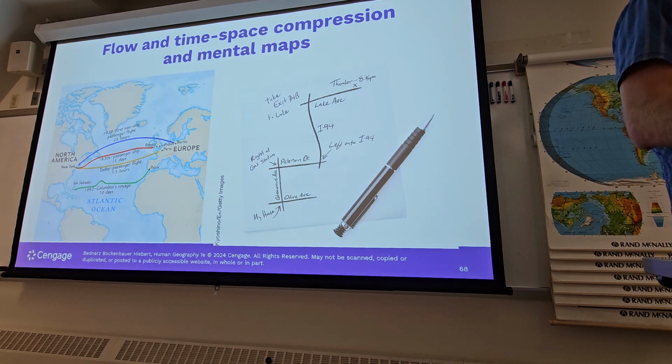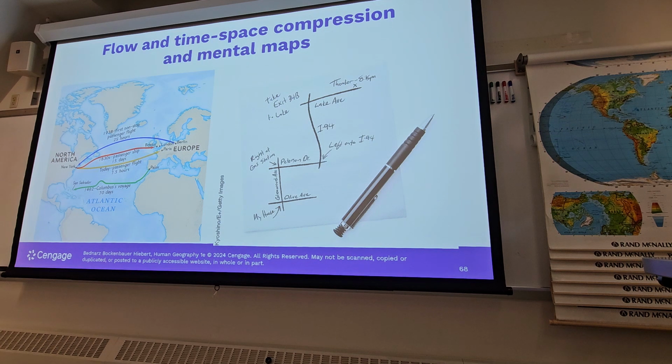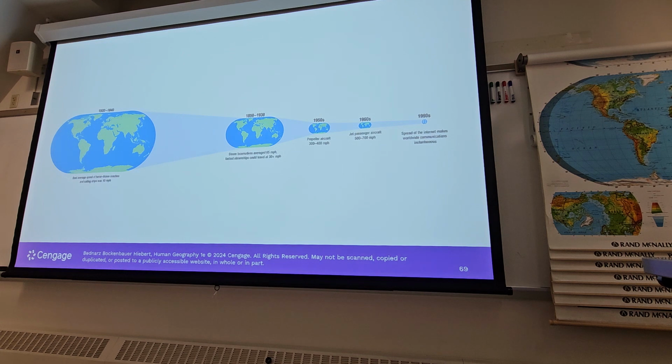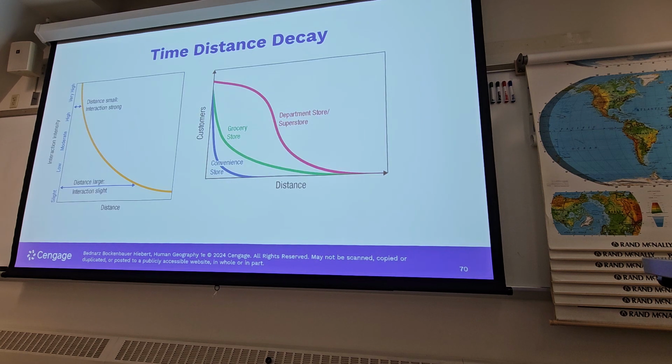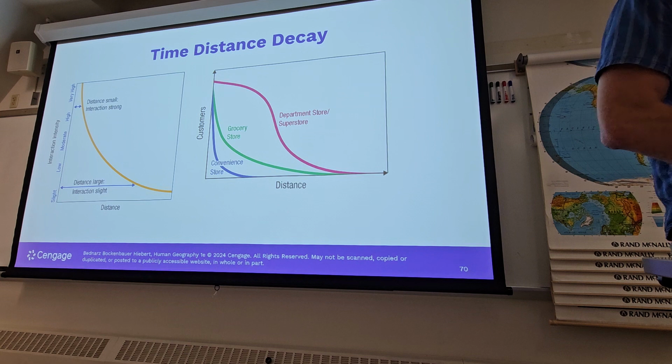We also talked about time and space compression a bit more, and about how travel speed has increased through time, and it's continuing to increase a bit, especially when it comes to communications. This is a little image and map in our book, showing just how the world is becoming a smaller world, as they say.